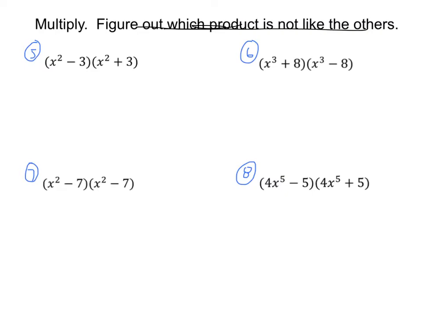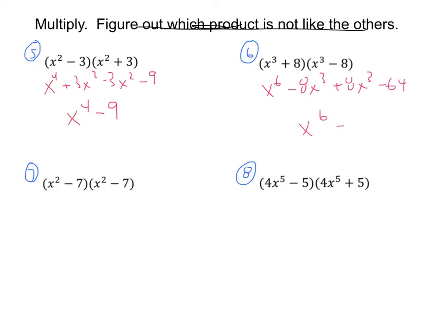All right, let's see what you got. The first one, you should have this: x to the 4th plus 3x squared minus 3x squared minus 9. That simplifies to be x to the 4th minus 9. The second one, you should have x to the 6th minus 8x cubed plus 8x cubed minus 64, which simplifies to x to the 6th minus 64.